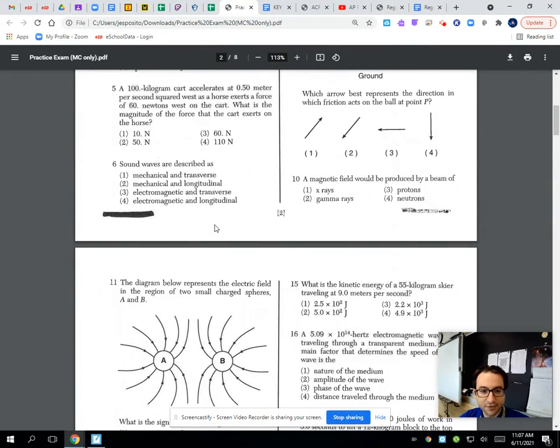Number 6, sound waves are, well, this is just a definition question. Sound waves are longitudinal, meaning they vibrate the medium of the air in the parallel direction as their propagation. And they are also mechanical and longitudinal. Mechanical because they travel through air in the first place, longitudinal because they are moving the air parallel to their propagation.